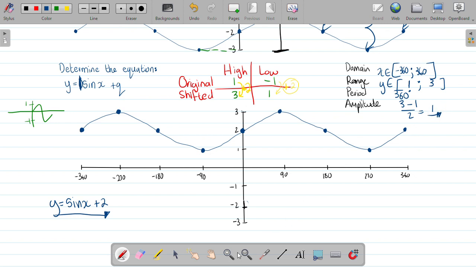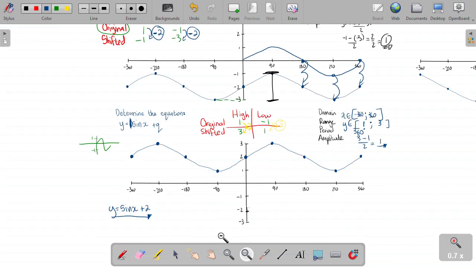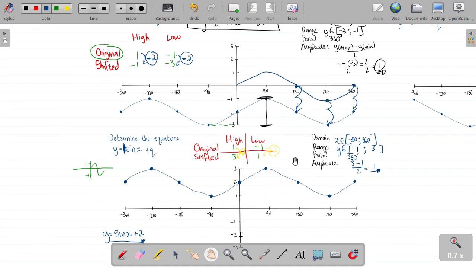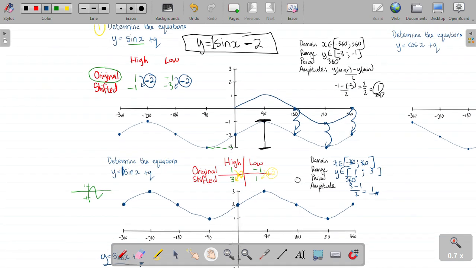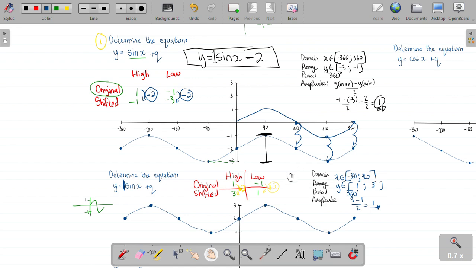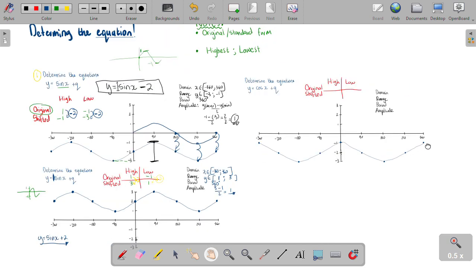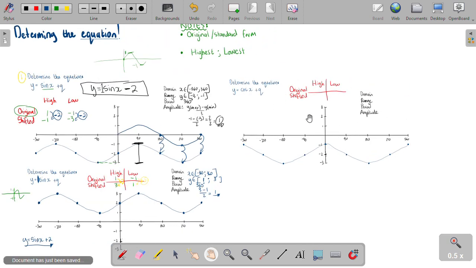Okay, guys, with all that being said, that is how we determine equations. It can get a bit more tricky if there's an amplitude involved, but for now, I just want to explain this technique on how to determine the equation. I'm also going to do one question on the cos in the next video.